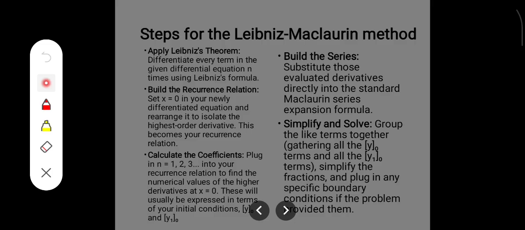Now we build the series by substituting those evaluated derivatives directly into the standard Maclaurin series expansion formula. We will review the formula in the subsequent slide. And finally, we simplify and solve by grouping the like terms together. That is, we factorize the y of 0 factor and the y1 of 0. We simplify the fractions and plug in any specific boundary conditions if the problem provided them.